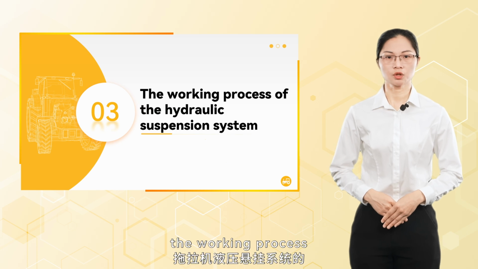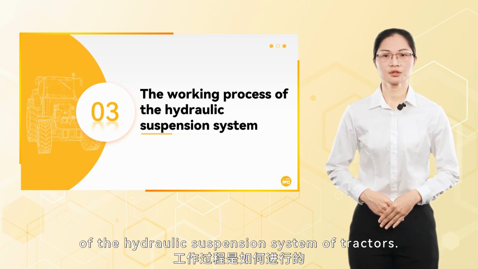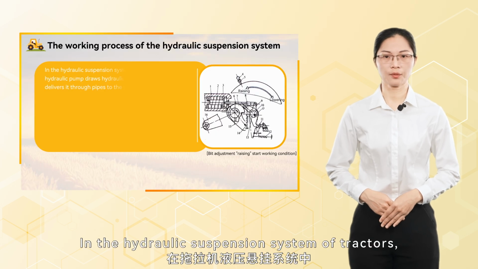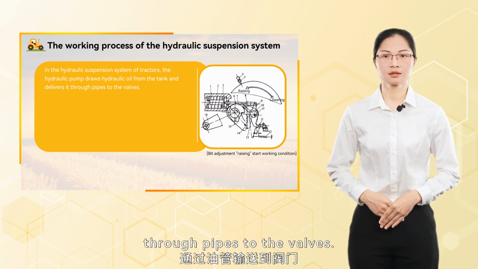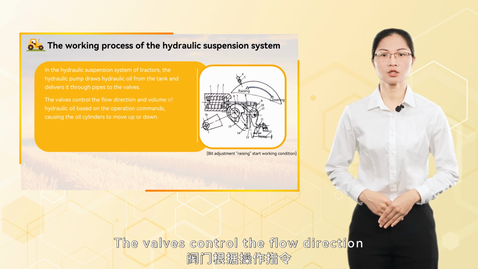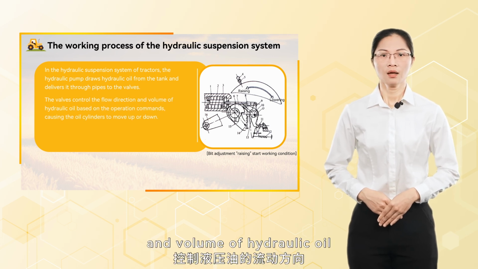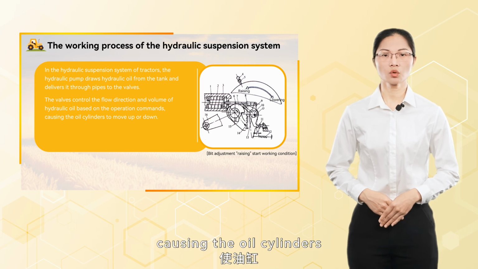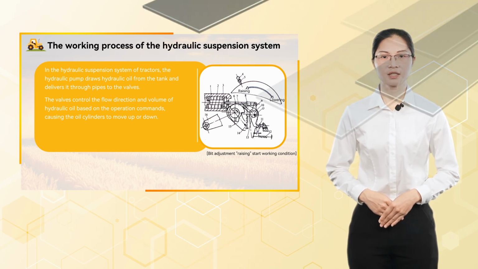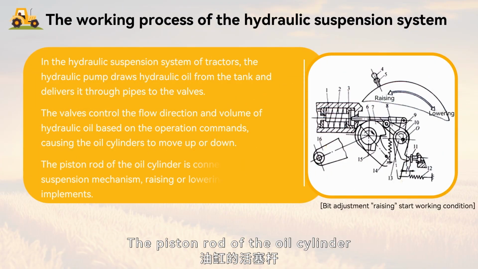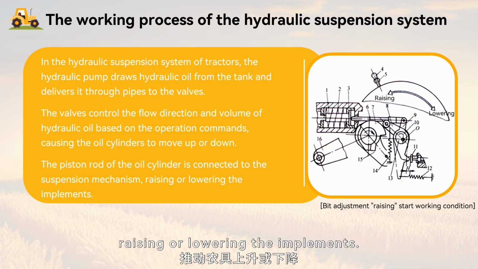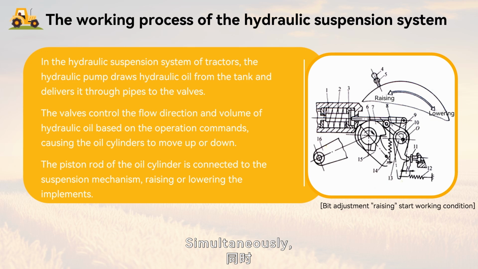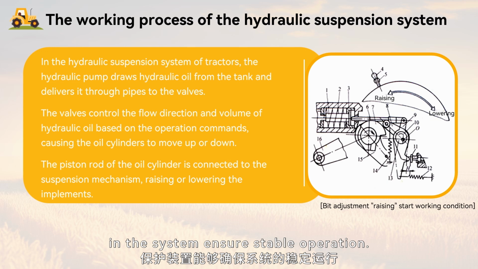Let's now learn about the working process of the hydraulic suspension system of tractors. In the hydraulic suspension system of tractors, the hydraulic pump draws hydraulic oil from the tank and delivers it through pipes to the valves. The valves control the flow direction and volume of hydraulic oil based on the operation commands, causing the oil cylinders to move up or down. The piston rod of the oil cylinder is connected to the suspension mechanism, raising or lowering the implements. Simultaneously, safety devices such as the safety valve and relief valve in the system ensure stable operation.